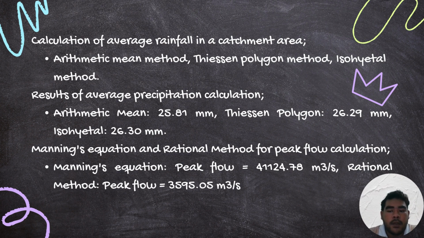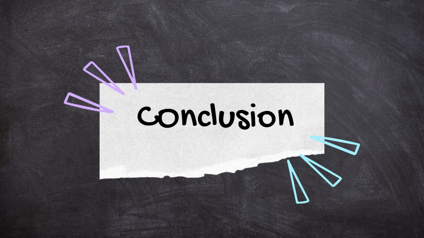The result from Manning equation is 411 to 4.78 meter cube per second, while for rational method is 3595.105 meter cube per second. The two methods yield different values, indicating that there is error and limitation in the analysis. Use of rational method for peak flow data. Rational method is chosen due to its larger catchment area, and the peak flow calculated using the rational method is estimated to be the same as the result in the analysis. It is important to collect sufficient data because the data is useless if not collected in large quantities.